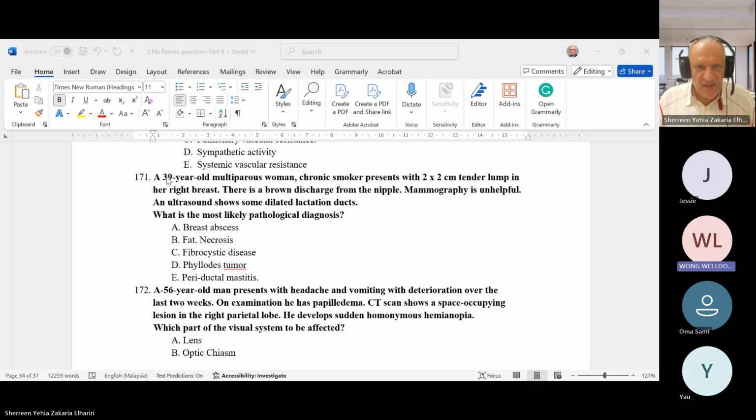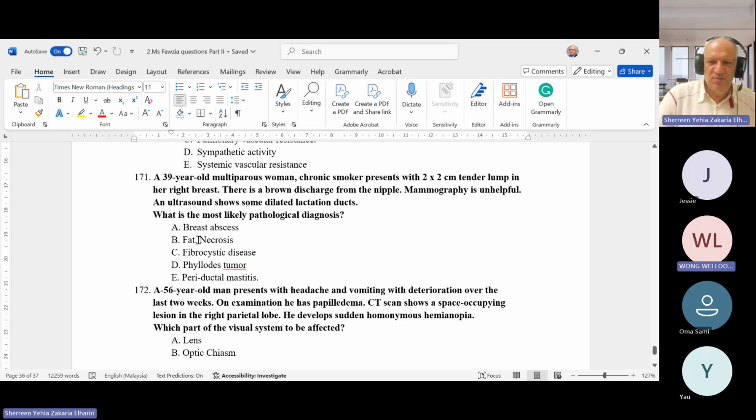Periductal mastitis. Suppose this patient is 59. So what is the answer? It is not written here. What is the answer? 50-something, chronic smoker, with the same picture. So what do we call it? Duct ectasia. In older, non-lactating women, we call it duct ectasia.